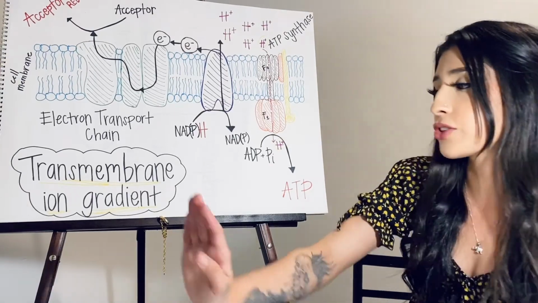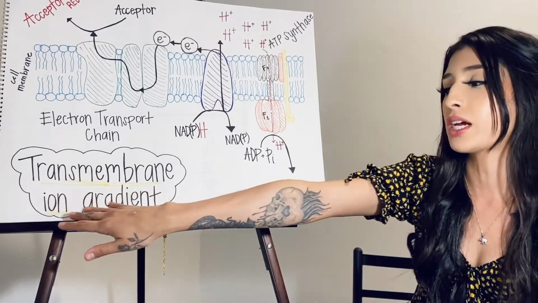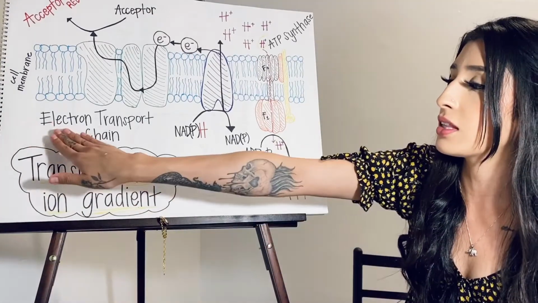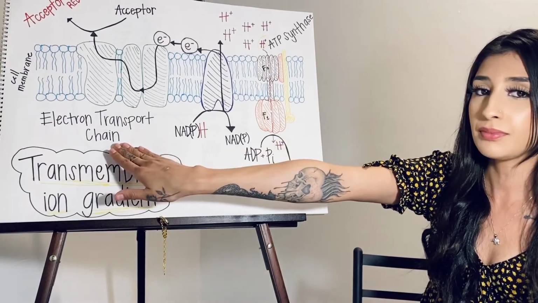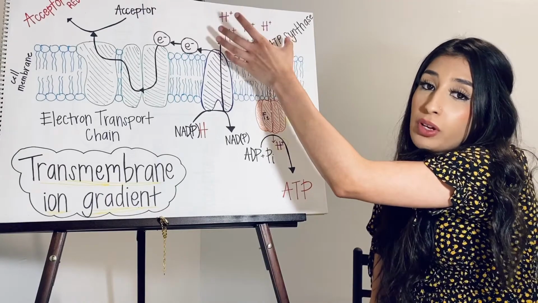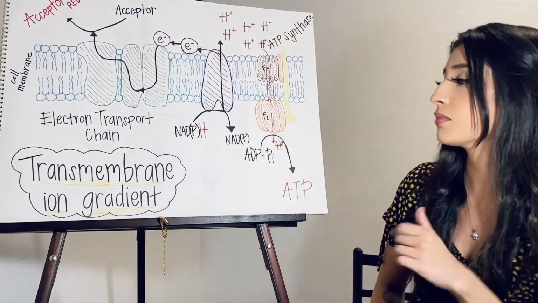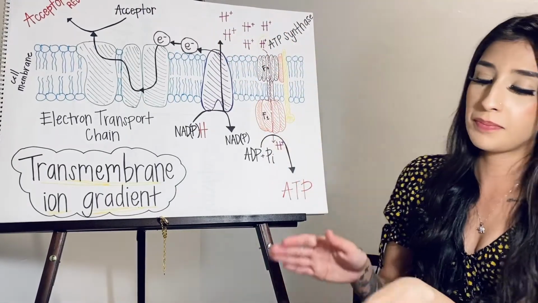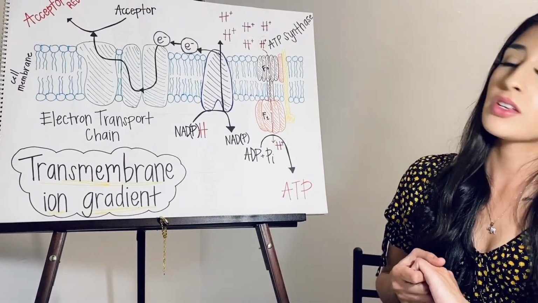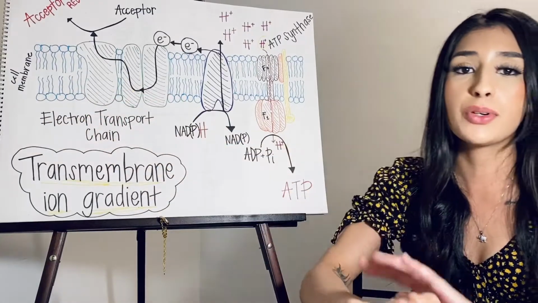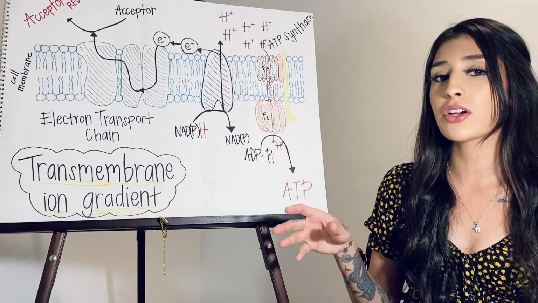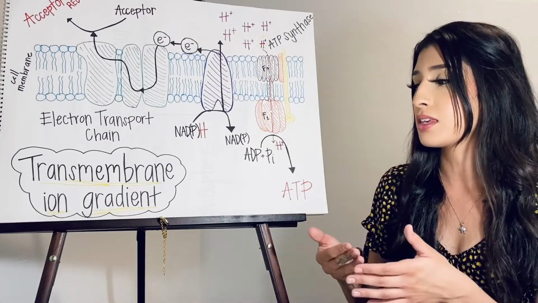So within the transmembrane ion gradient, there are two types of gradients. You have first the electron transport chain, and then you also have the proton motive force. First, I will explain the electron transport chain. For the electron transport chain, you have a number of membrane-bound electron carriers. Those carriers are what drive the gradient.